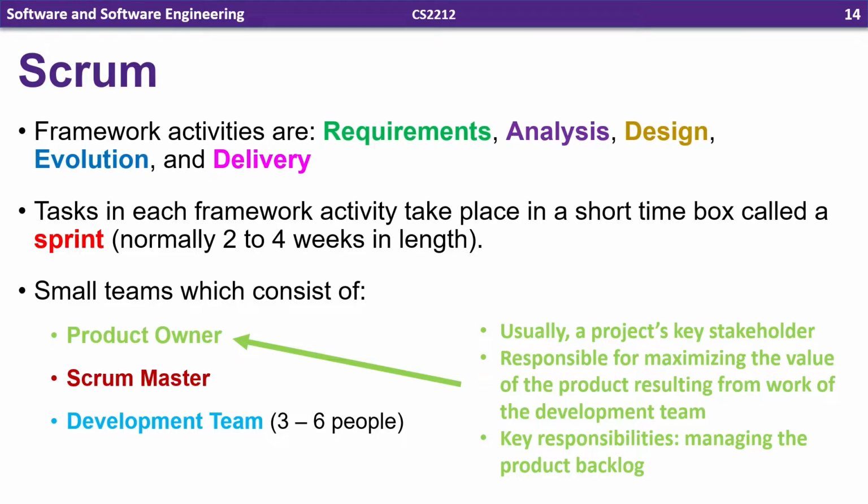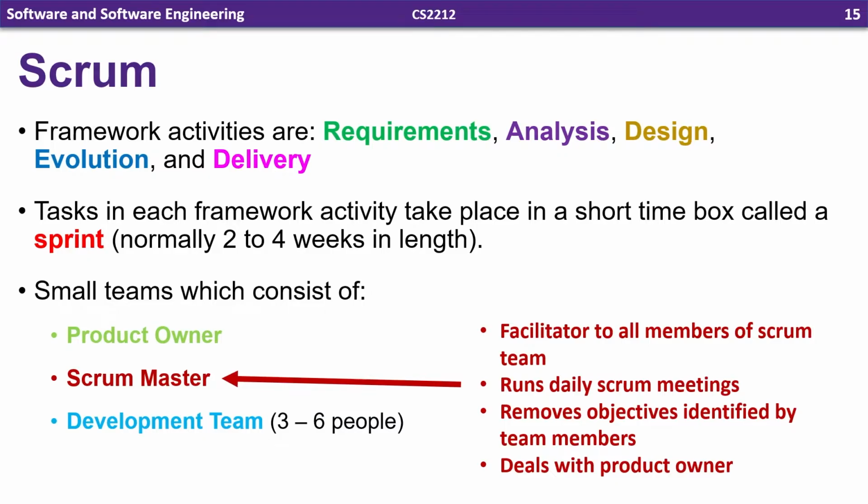The first one is the product owner. So this is usually a key stakeholder, and it's someone that's responsible for maximizing the value of the product resulting from the work of the development team. And their key responsibility is going to be managing something called the product backlog that we'll get to shortly. So really, this is the stakeholders' representative that's actually part of the team. And that helps us get that continuous feedback.